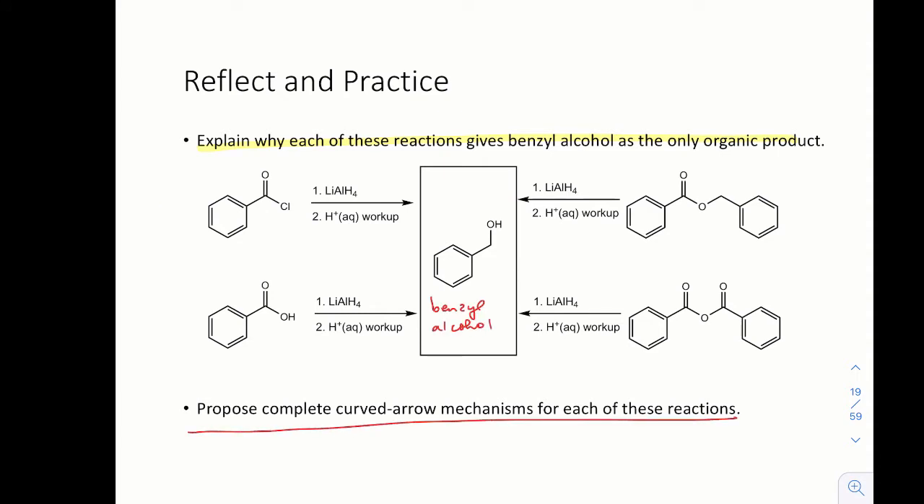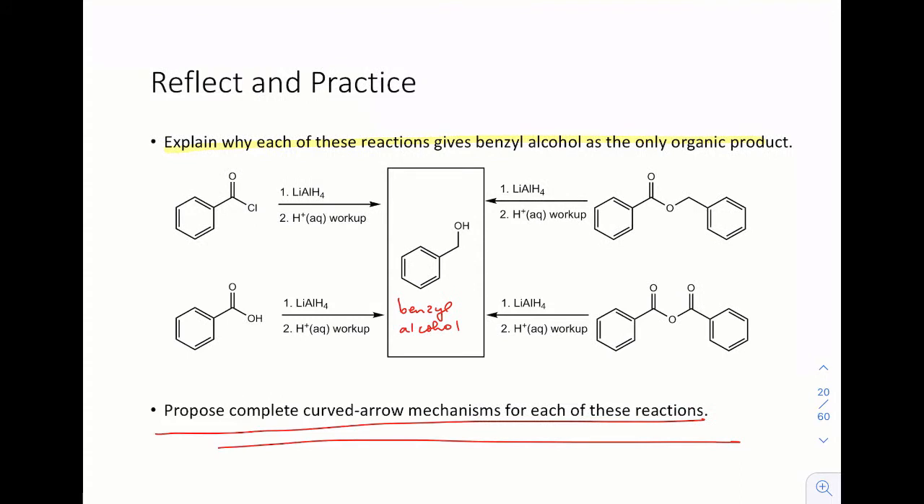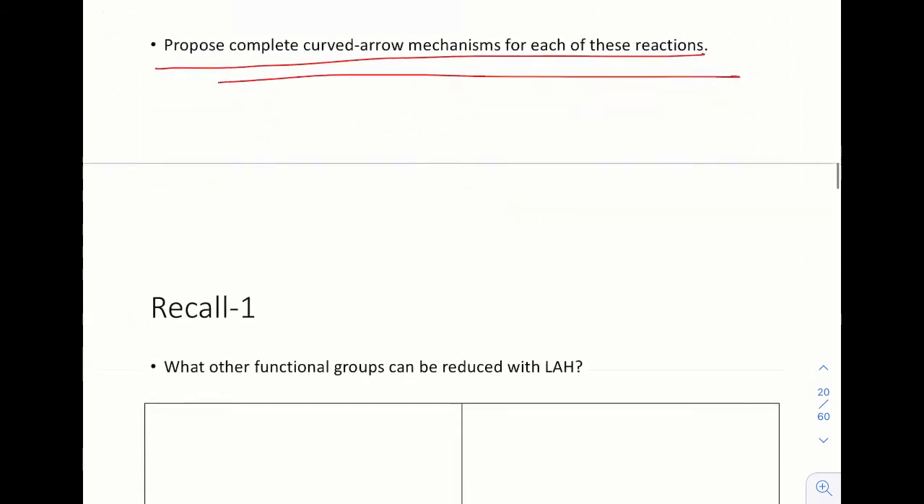Propose a complete curved arrow mechanism for each of these reactions. As I have already shown you how each of these functional groups reacts with lithium aluminum hydride, please compare your answers to the mechanisms that I've already shown you. Of course, the molecules are slightly different, so they'll look a bit different, but the elementary steps are the same. Then once you're convinced, time to move on.